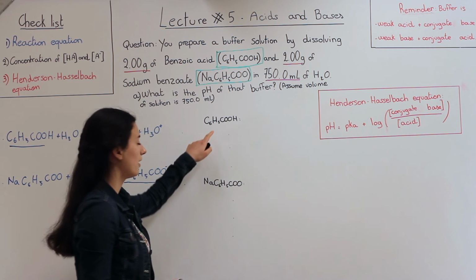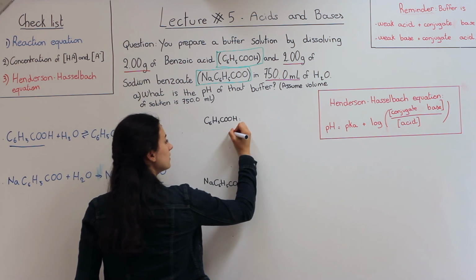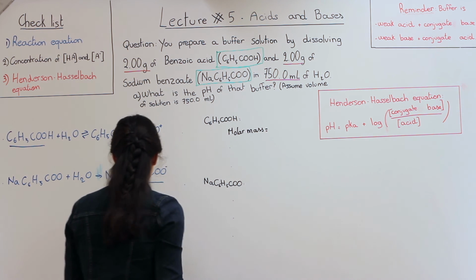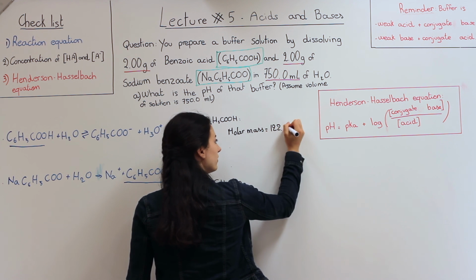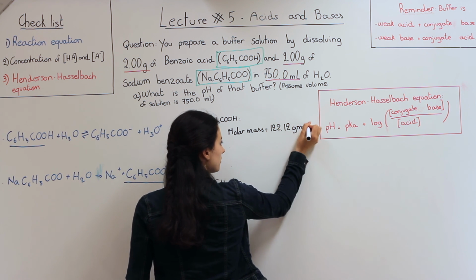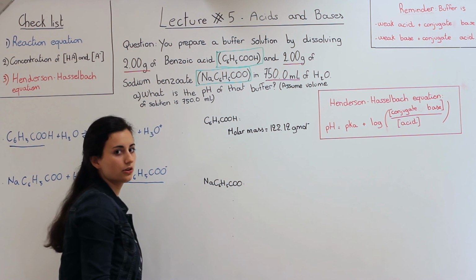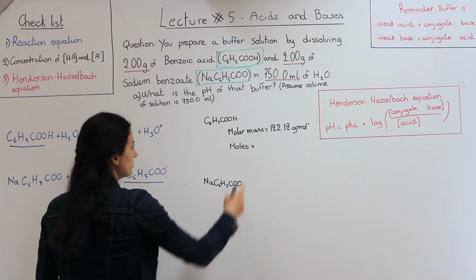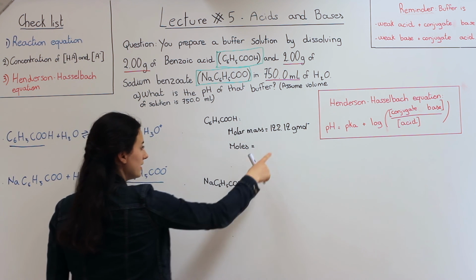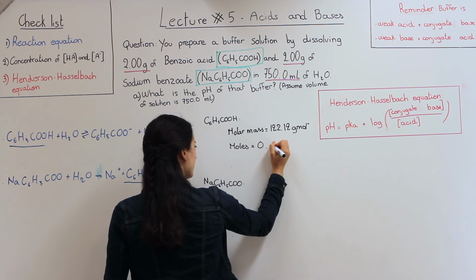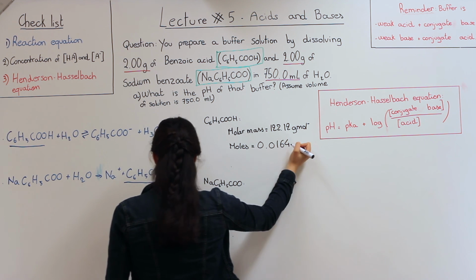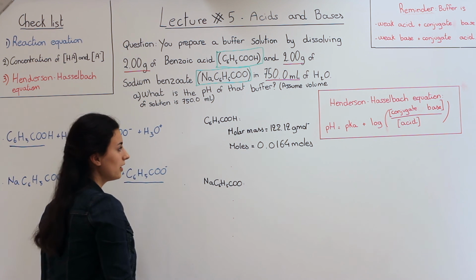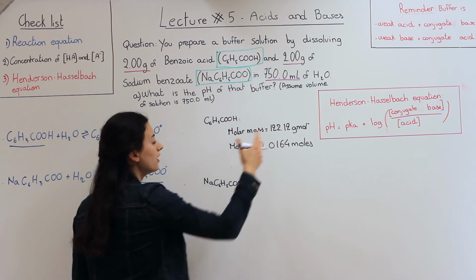To do that, I'm going to have to find the molar mass of the acid, which is equal to 122.12 grams per mole. Now if I have the molar mass, I can find the number of moles, which is just 2 grams divided by the molar mass, which equals 0.0164 moles.